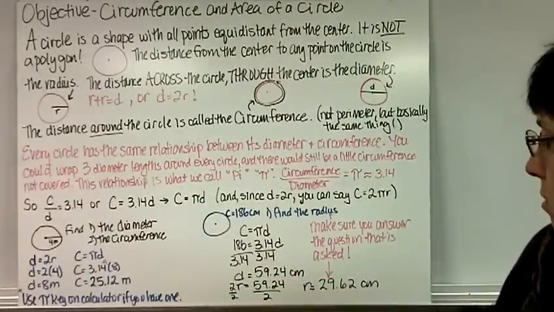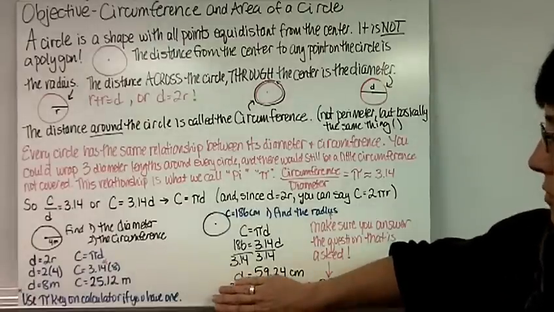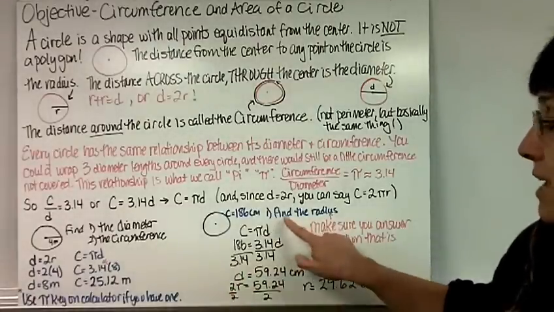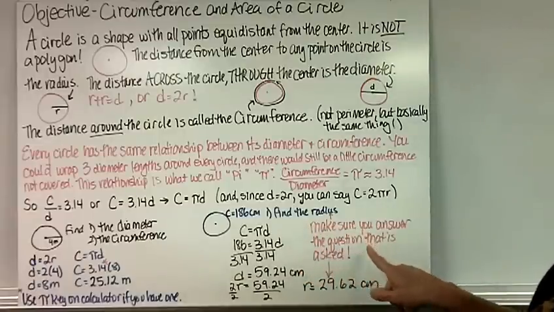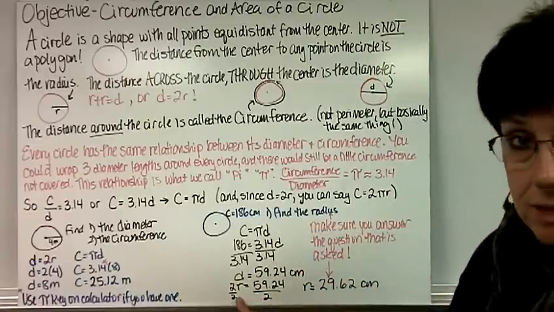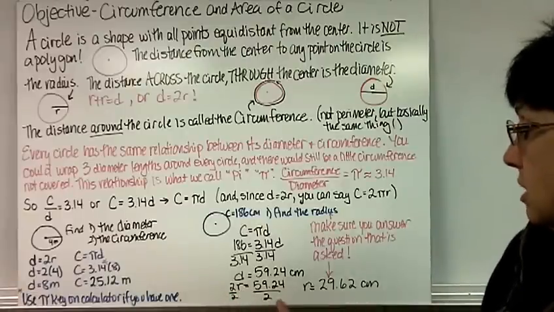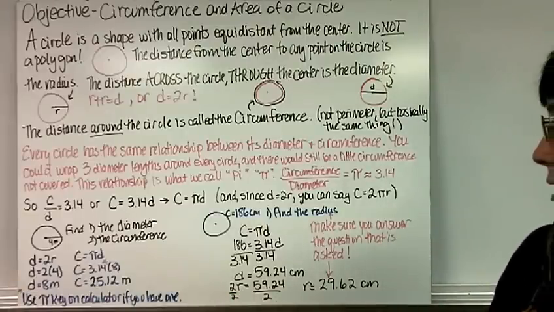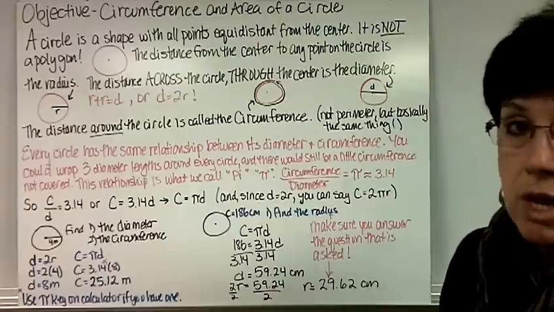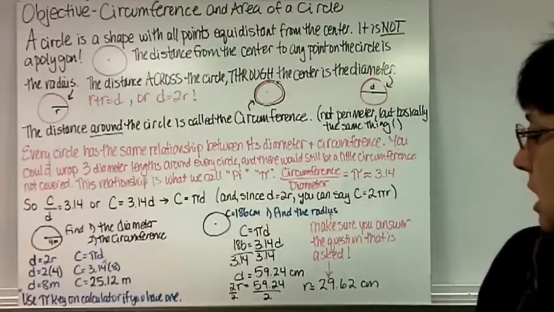Oh, yeah, the diameter is 59.24 centimeters, but I said find the radius. So you need to make sure you answer the question that's asked. The diameter is the same as 2 times the radius, so I'm going to divide both sides by 2, so my radius is 29.62 centimeters, or 29 62/100 centimeters.